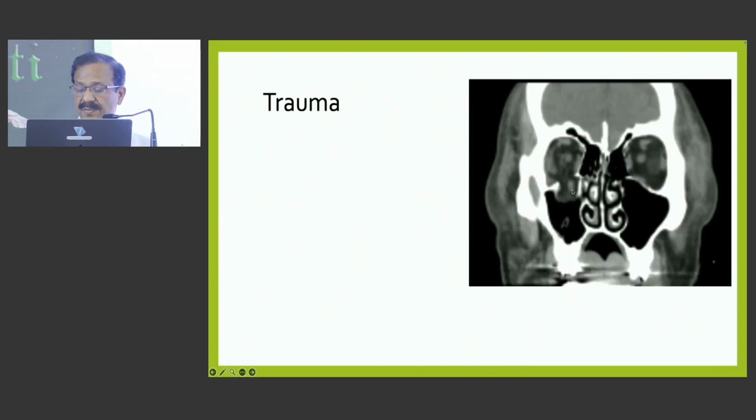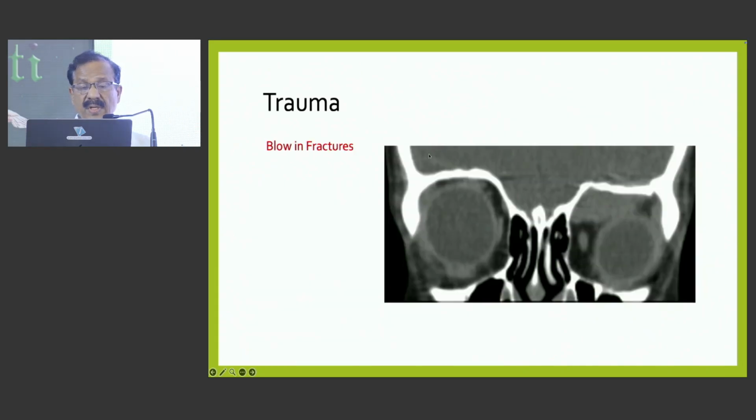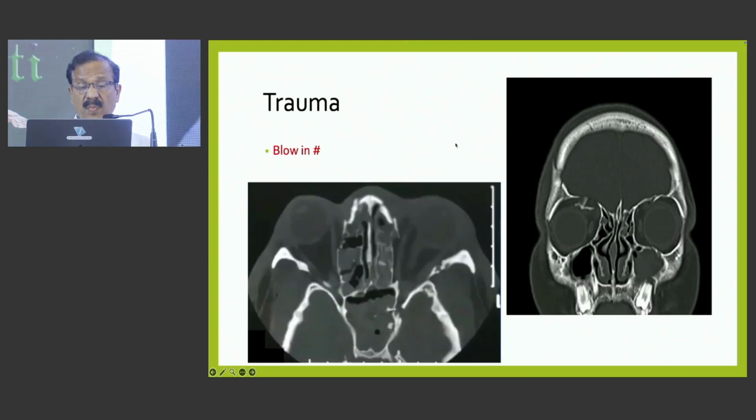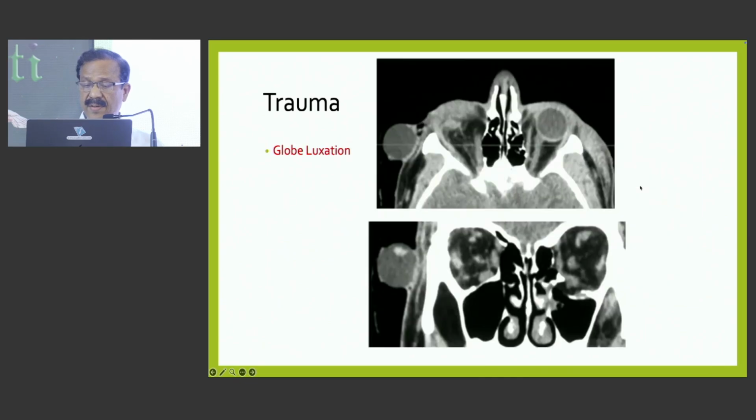This is another case of trauma. Blow-in fracture. The fractured fragment is displaced into the orbit. Here the roof of the orbit fracture is displaced into the orbit. This is called blow-in fractures. And blow-in fracture can cause orbital hematoma or optic nerve injury or muscle entrapment.